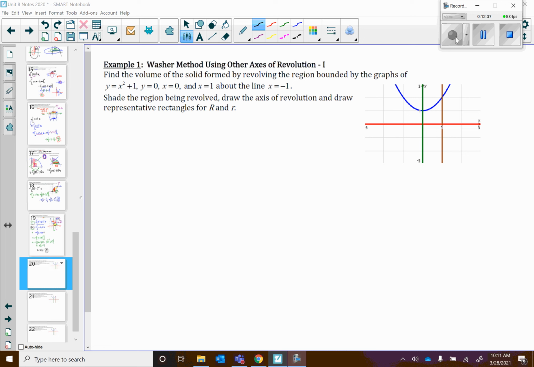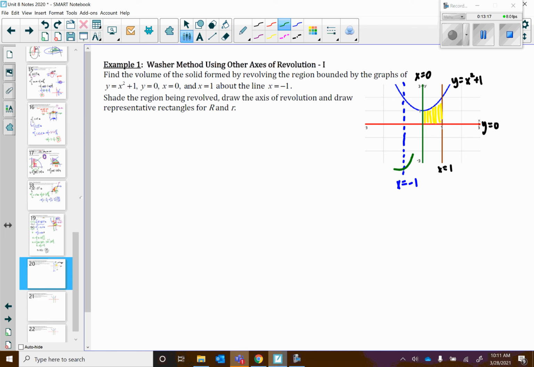All right, for our last 3 examples, we're going to set them up, but then you can use your calculator to solve. Find the volume of the solid formed by revolving the region bounded by the graphs of y equals x squared plus 1, y equals 0, x equals 0, and x equals 1. So this is the region we are looking at, and we are rotating this about the line x equals -1.